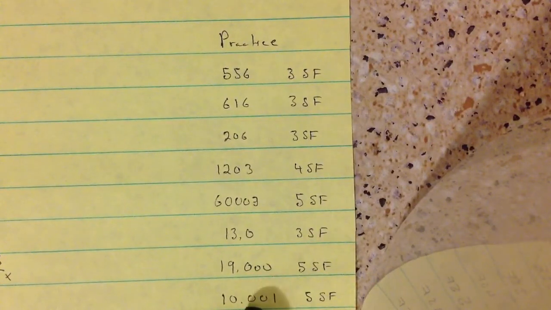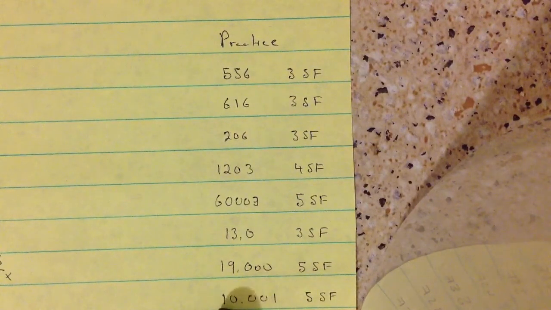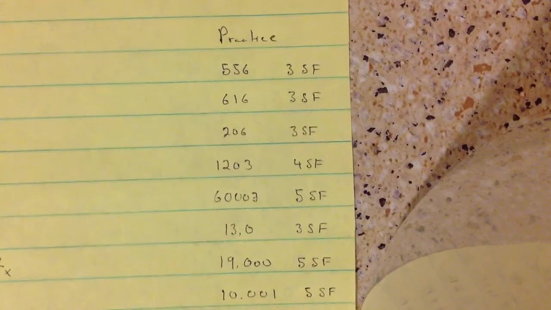And then 10.001, it is like you have a non-zero on each side, and then in the middle there's a bunch of zeros. So this would still be significant. So it'd be 5 sig figs over here.